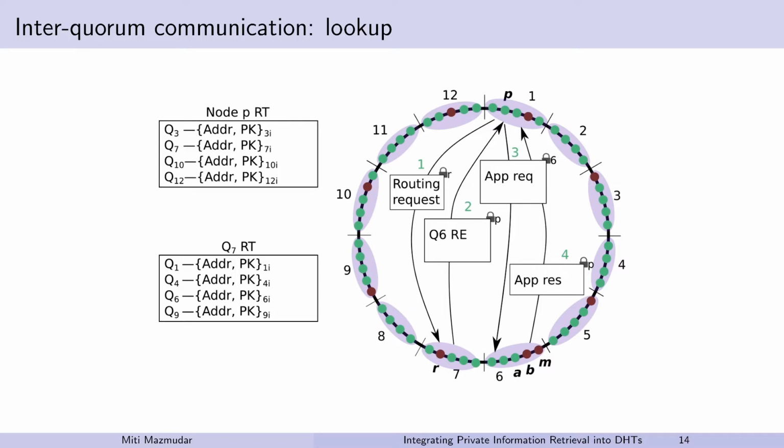But then maybe node P ends up contacting a bad node R in quorum 7, who responds back with a fake quorum of its bad buddies from quorums 6, 4, and 9. This is an example of an eclipse attack, which restricts an honest user's view of the network. These Byzantine nodes may then simply drop your P2P application request or respond with incorrect messages.